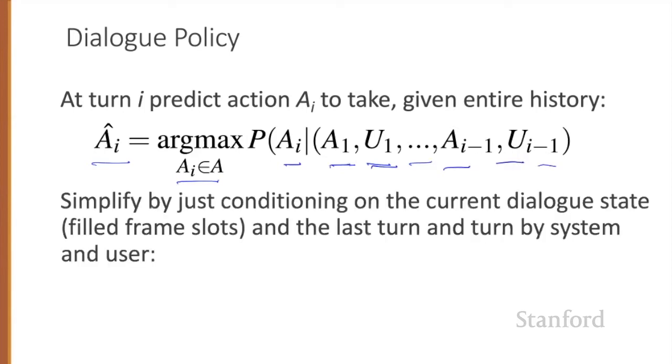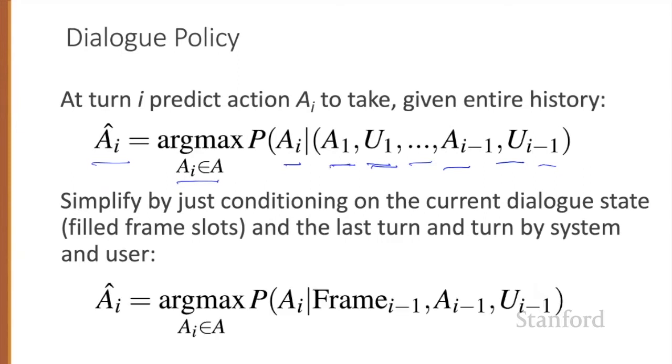We can simplify this by maintaining as a dialogue state mainly just the set of slot fillers that the user has expressed, collapsing across the many different conversational paths that could lead to the same set of filled slots. So instead of conditioning on the entire previous state, we could condition simply on the current state of the frame and the previous thing that the agent said and the previous thing that the user said. And then again, picking the argmax over all possible next actions based on their probability.